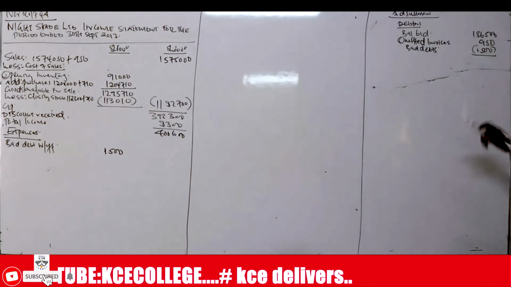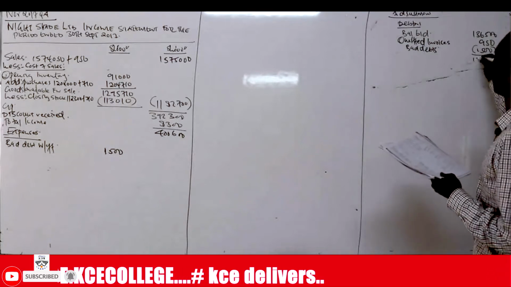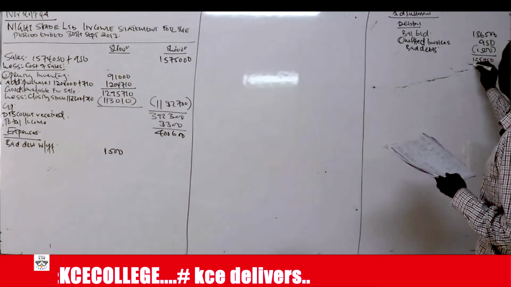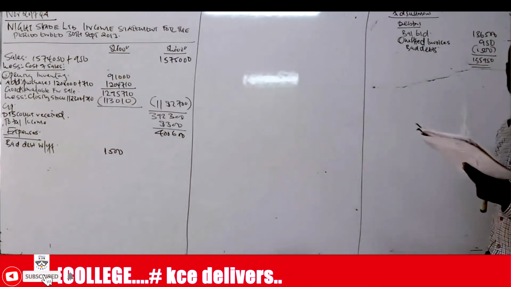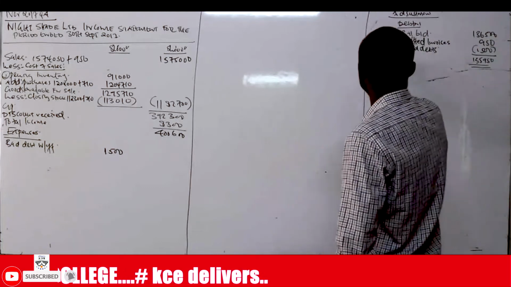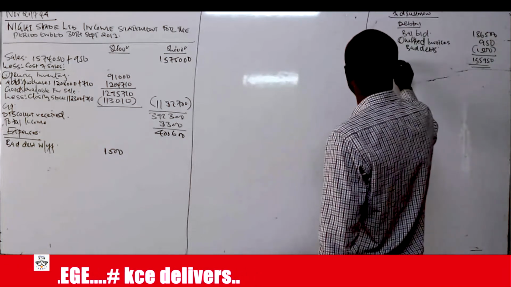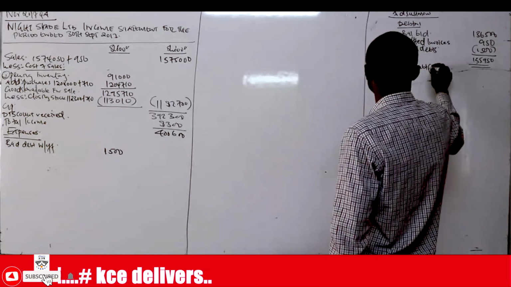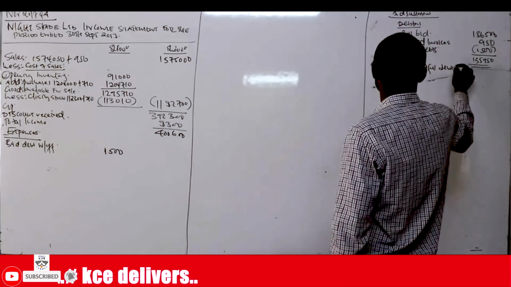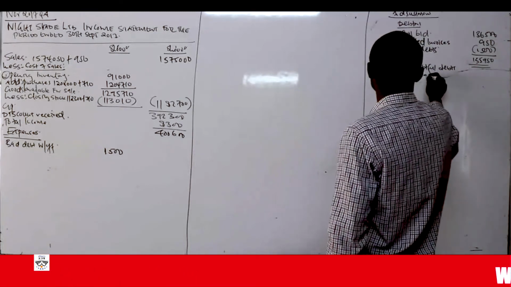That is the adjustment for bad debts. So what do you get? What is the value of debtors here? 135,950. So this is the true value of debtors, isn't it? And then they said we less allowance for doubtful debts. Allowance for doubtful debts, which is 2% of 135,950.